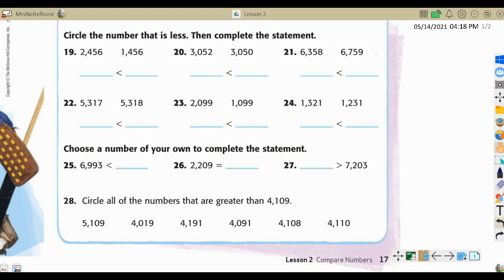Okay, number 28, circle all the numbers that are greater than 4,109. And the rest you can just leave. If it helps you, you can strike them out, that's fine. I'm only going to count what you circle. Okay, so there you go. That's comparing numbers.